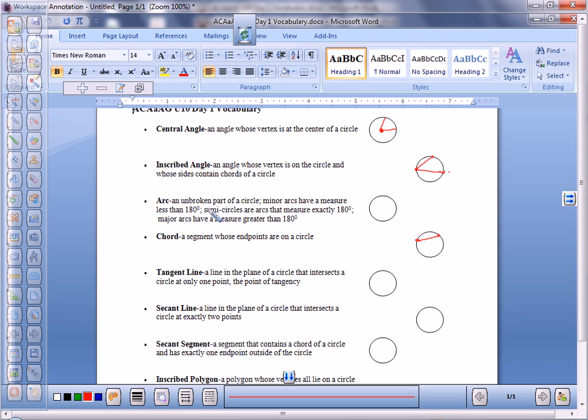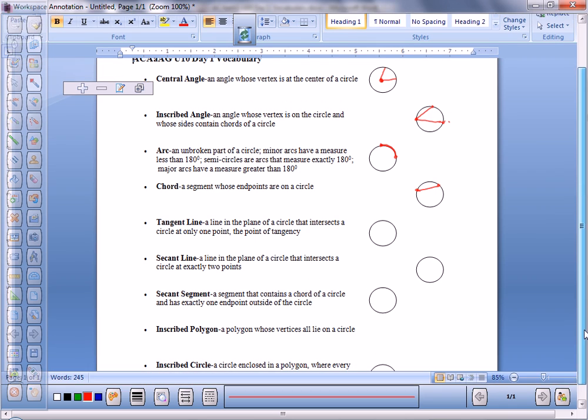Okay, an arc is an unbroken part of a circle. Minor arcs have a measure of less than 180 degrees. I'm just going to sketch in a quick minor arc. We just pick a point, start, stop. There we go. There's a minor arc, less than 180 degrees. If it's exactly equal to 180 degrees, it's called a semicircle. And if it's more than 180 degrees, it's a major arc. We have different ways of naming those. We'll talk about that when we get to them.